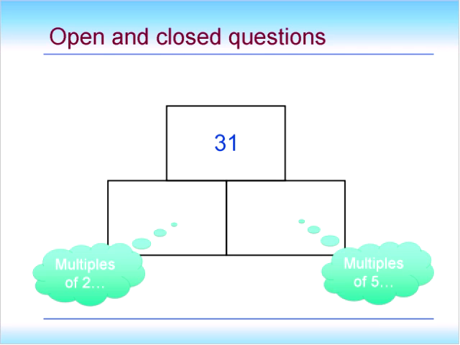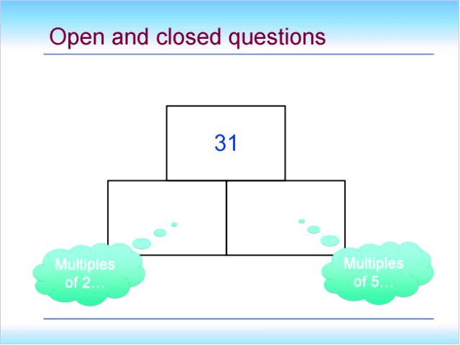What if the right-hand box was a multiple of 5? Can we think of two numbers that could fit in those two boxes? One is a multiple of 2 and one a multiple of 5. Any ideas? Takes some thinking. Okay, very good. 6 add 25, very good. 16 add 15, excellent, excellent.